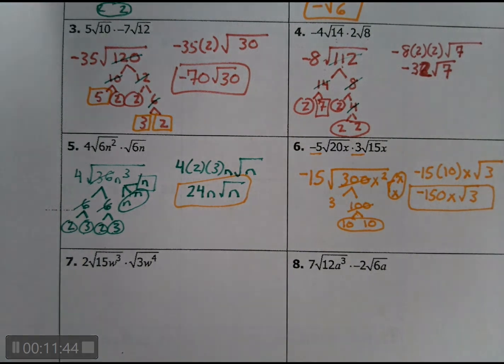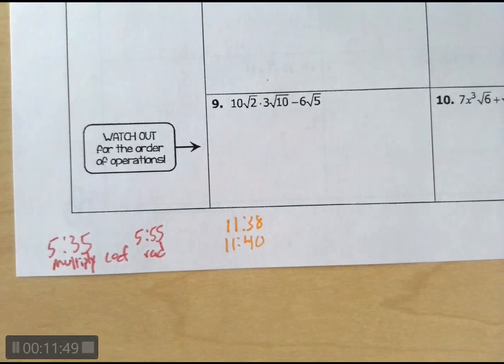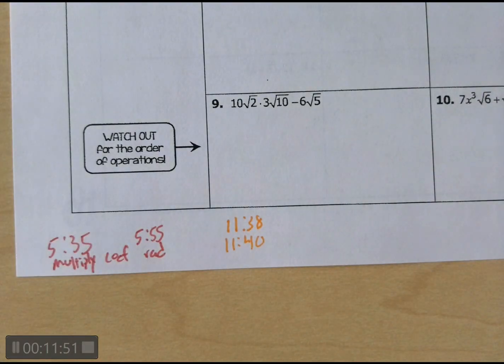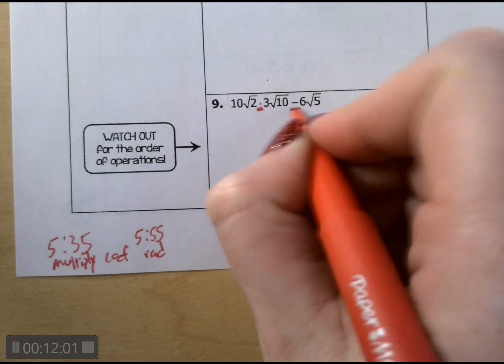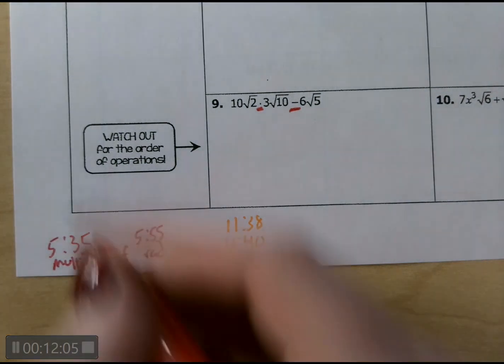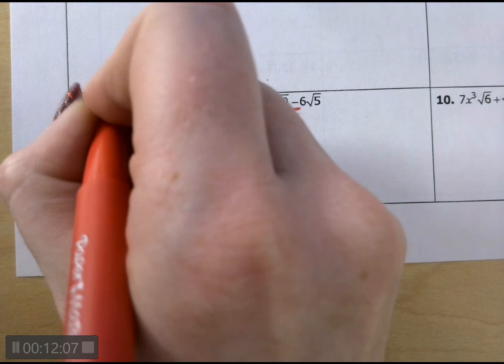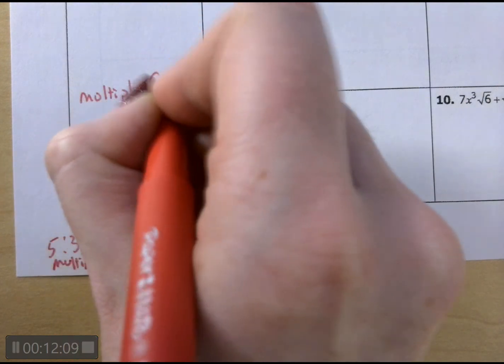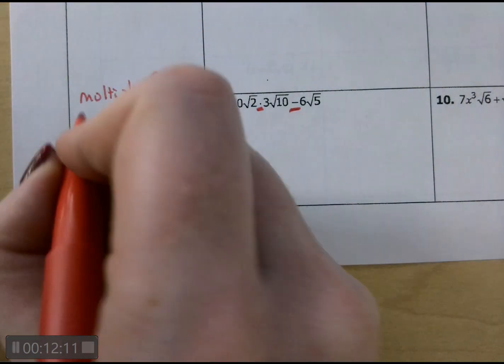Alrighty, so for number 9, we have something that says watch out for the order of operations, because we have multiplication and we have subtraction. See that right here? Multiplication, subtraction. So we have to multiply first. And then we are going to subtract.